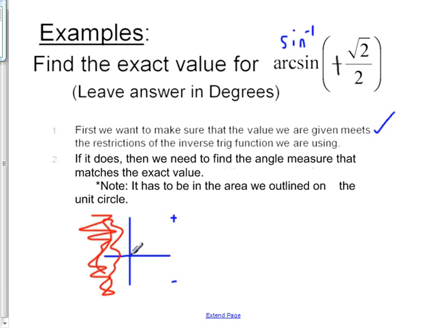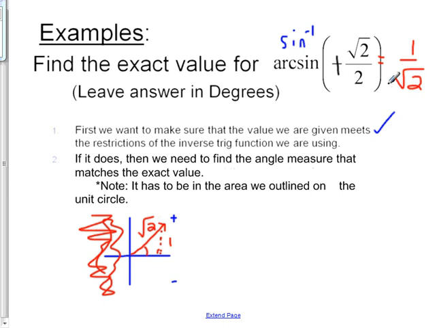So we draw out our nice little triangle. Since it is positive, it's going to be out here. So we're looking for this angle measure. So we can draw a little reference triangle. Now, if you remember root 2 over 2, if you unrationalize that, that's 1 over root 2. It's probably easier to notice what the triangle is if you think about it in its unrationalized format.